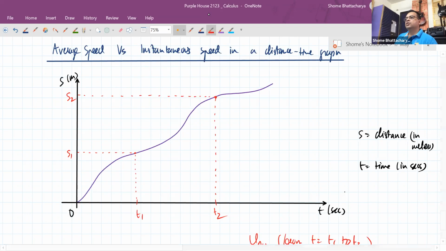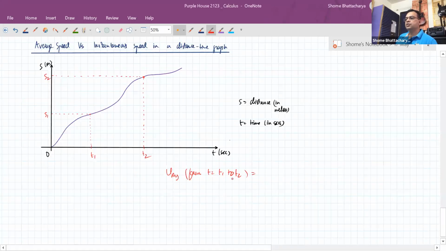So a little while back, Sakshi, you asked the question why we use delta S in the formula for average speed. Now it will become clear to you. So see, S1 is basically what? S1 is the distance traveled from the beginning till the time t1, the beginning being t equal to 0. What is S2? It is the distance traveled from the beginning to the time t2. But now, according to average speed, what do I want to calculate? I want to calculate the distance traveled during this time interval.